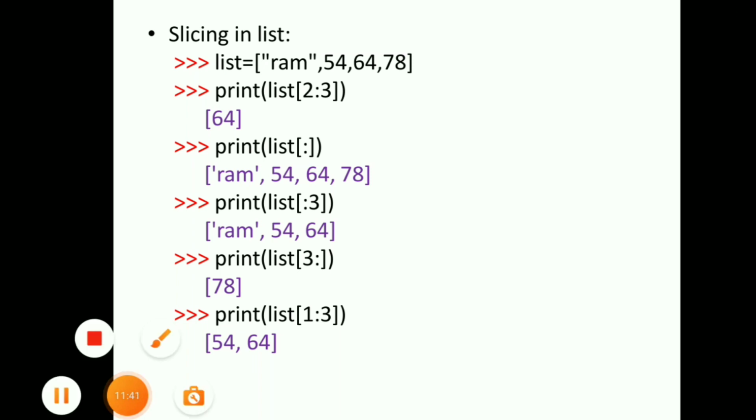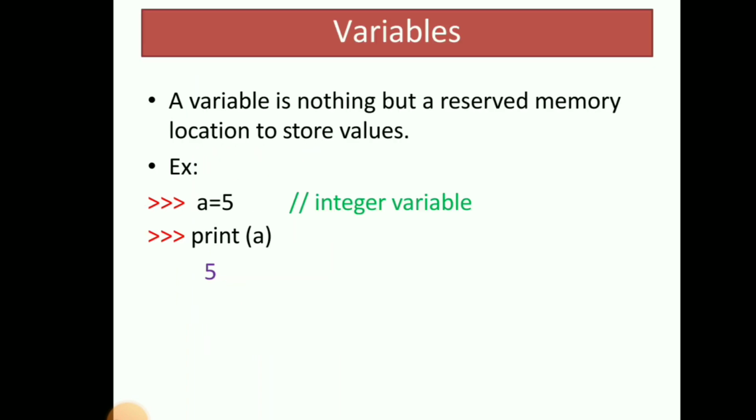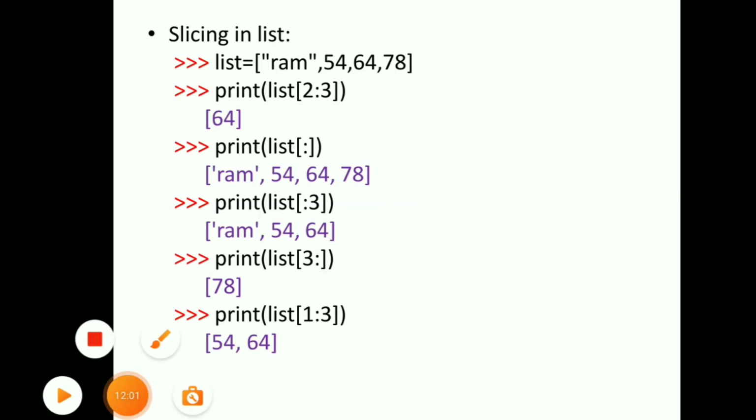In the slicing operation, you can give the starting index value and the ending index value. Before the colon, you give the starting index value. After the colon, you give the ending index value. The ending index value is calculated as n minus 1. For example, print list 1:3 means if you want to print the elements from the first index value up to 3 minus 1, the second index value. So we get the values 54 and 64 as the output in the list.